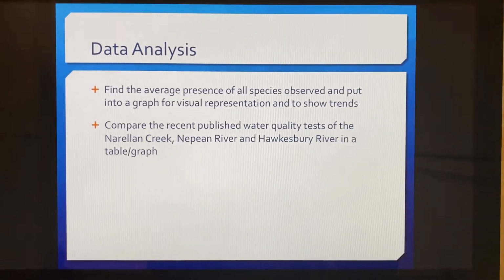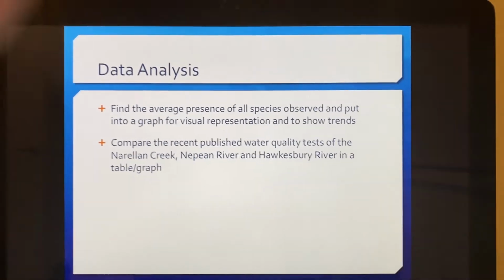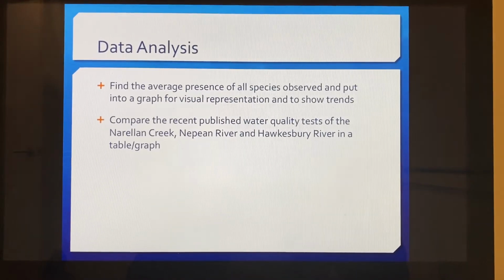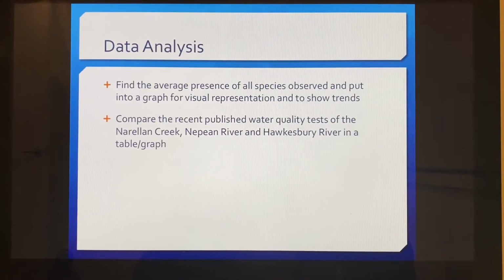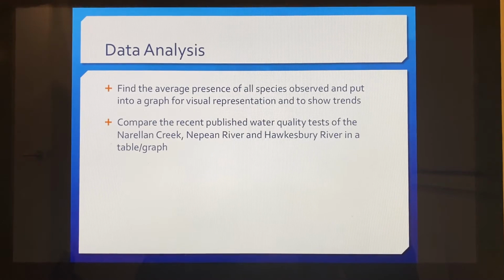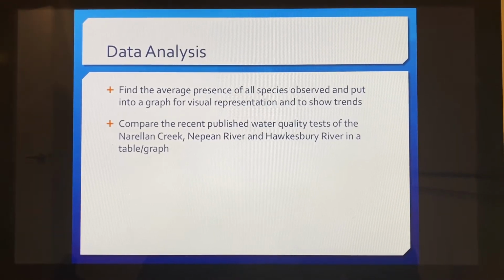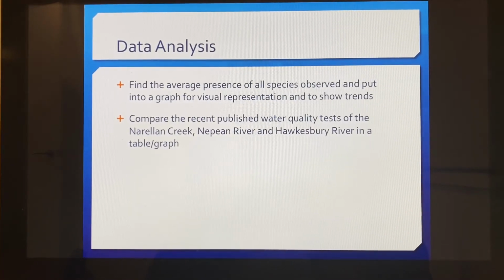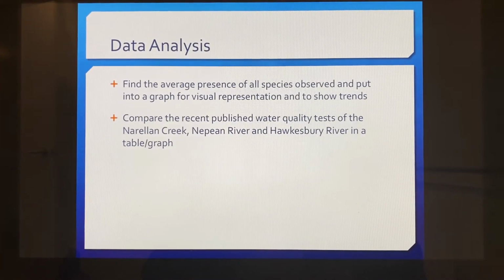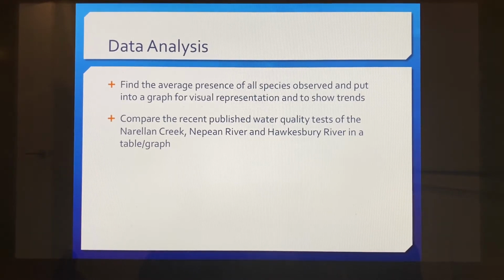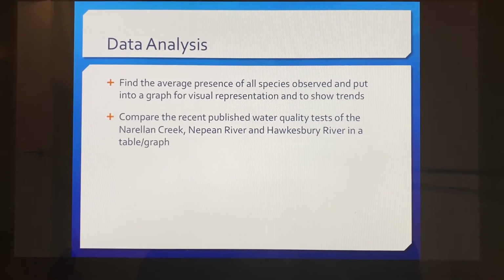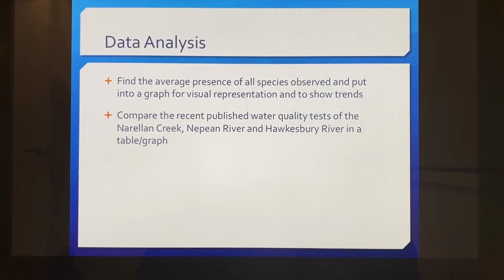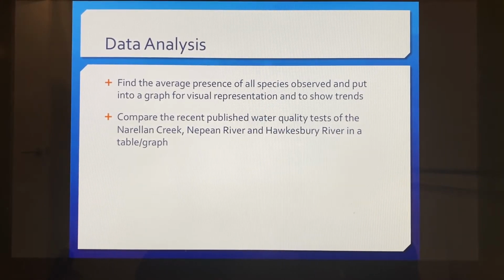There will not be a great deal of data analysis in this project due to being unable to do my own water testing and sampling. Therefore, the only data analysis will be finding the average of the presence of each bird species at the site, as well as grouping these individuals into whether they are terrestrial or aquatic. I will, however, be gathering previously published data and figures for the water quality of the Narellan Creek, as well as the Nepean and Hawkesbury River, in order to compare these conditions of these water bodies to their bird species residing in the region.